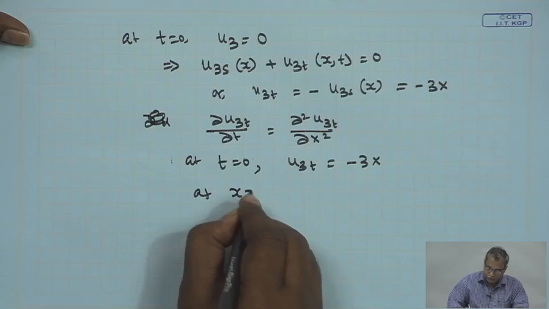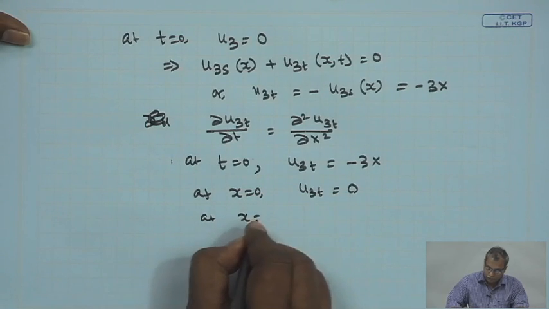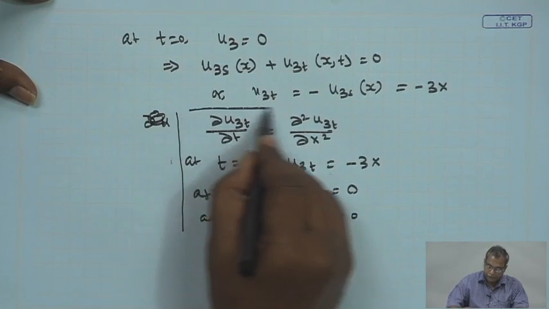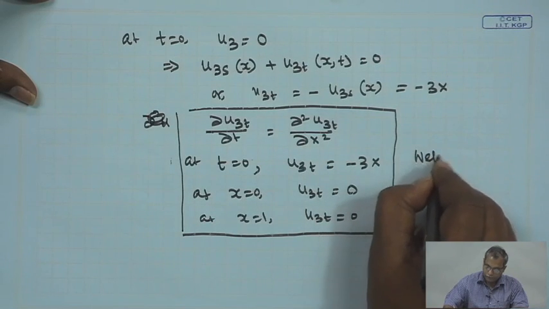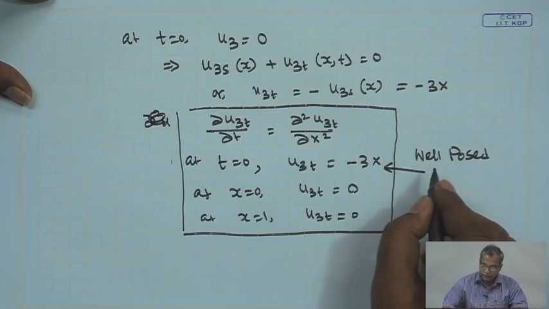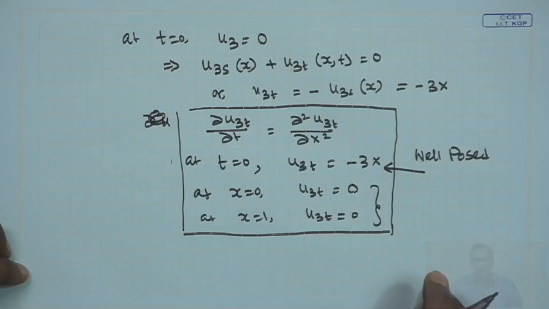At x is equal to 0, u3 t is equal to 0, and at x is equal to 1, u3 t is equal to 0. So, this makes the problem completely well posed, with a non-homogeneous or non-zero initial condition and homogeneous boundary conditions. So, that is how an ill posed problem can be converted into a well posed problem by further subdividing it into two sub problems. One is the time dependent part, another is the time independent part.